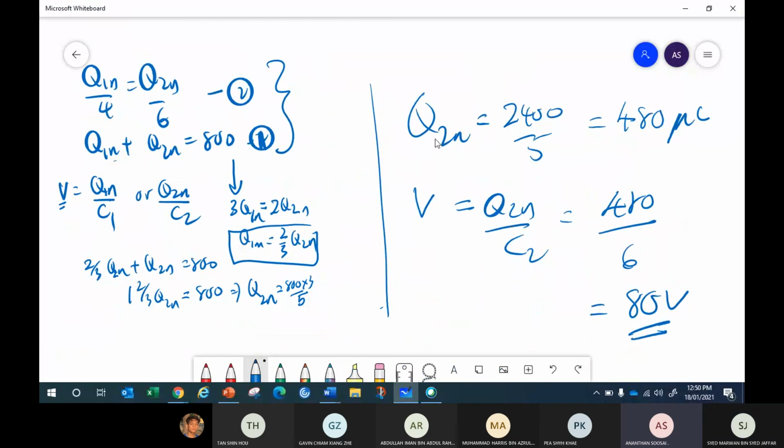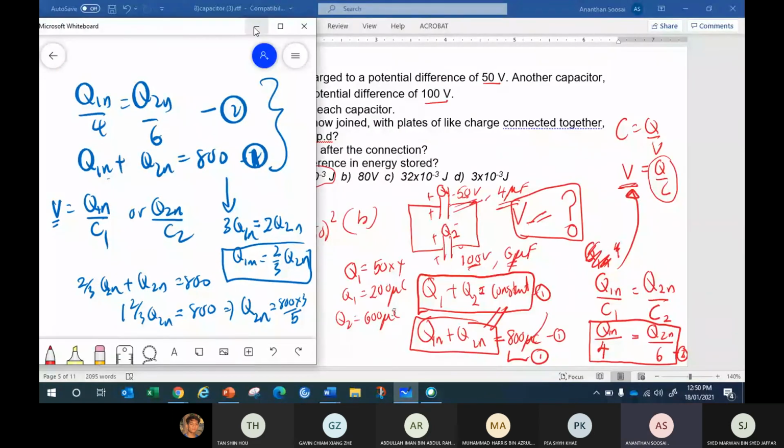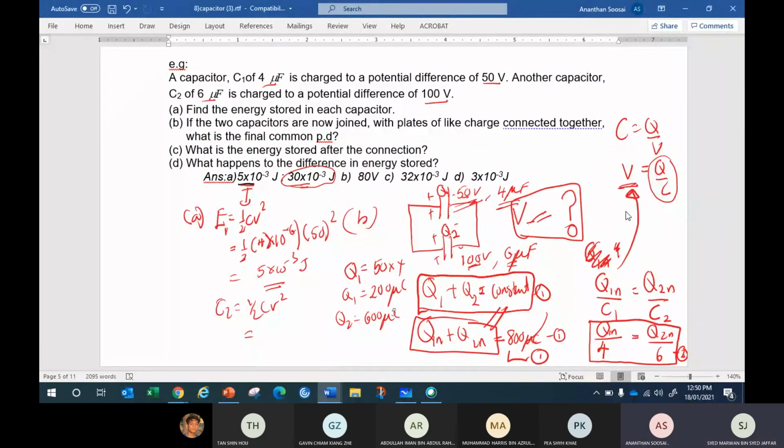Okay, so you can take down. Any part you don't understand? Okay, so I hope you understand. I go down. So the common voltage is found to be 80 volt, answer for B. Now they ask, what is the energy stored after the connection?